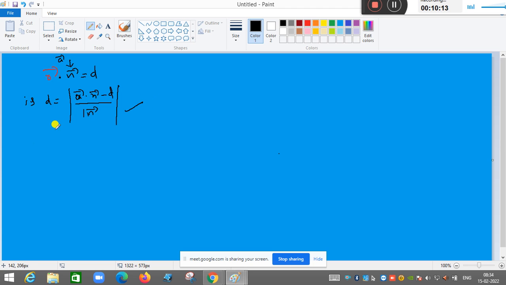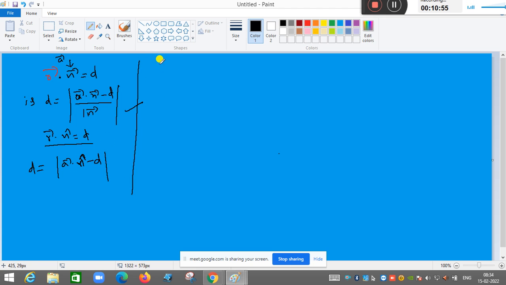Suppose this equation is given like this, the distance from A bar. So whenever this equation is given, distance equals A bar dot n cap minus d. But here d is not a perpendicular distance. D is not a perpendicular distance.